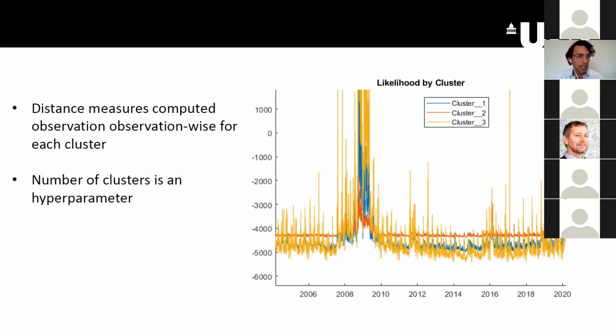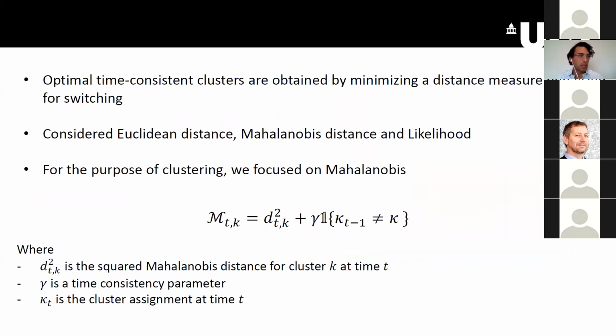So what I'm saying here is that we cast observations in a cluster if the likelihood is higher, and if, looking at the previous observations, it is worth it to switch. That's the intuition. The way it works is simply maximizing or minimizing the distance metric plus a penalization term. As I said, we tried the Euclidean distance, the Mahalanobis distance, and the likelihood distance. For the purpose of the clustering in our paper, we focused on the Mahalanobis distance.